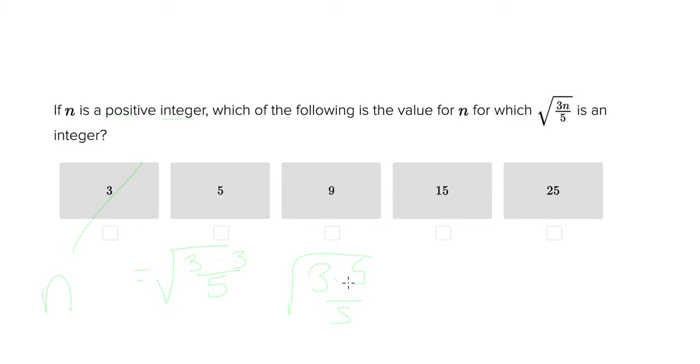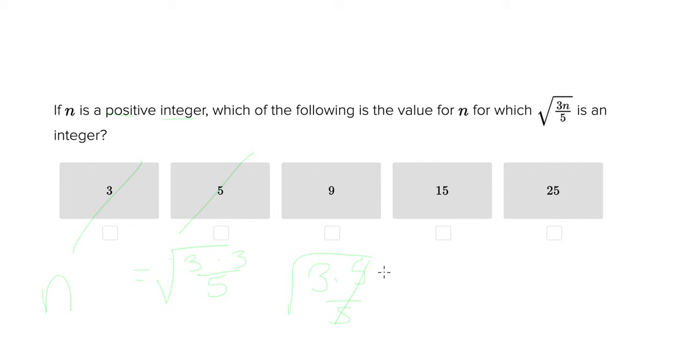So if we go ahead and try the second option, you'd have 3 times 5 over 5. Here you can see very plainly that this wouldn't be the answer because the 5s would cancel out, and you'd have the square root of 3, which wouldn't be an integer, a whole number. You know that very easily because 1 times 1 is 1 and 2 times 2 is 4, so 3, the value between 1 and 4, wouldn't be an integer squared, so this definitely can't be the answer either.